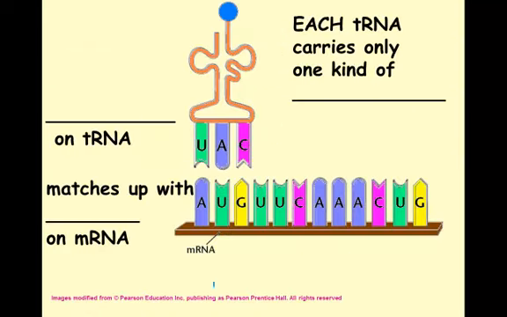So let's see how this works now. This is going to be my message, my messenger RNA that comes from the nucleus. We're taking that off the DNA now, and we're going to use our three kinds of RNA to help us take the information in the message and turn it into a protein. Remember, proteins are made by joining amino acids.